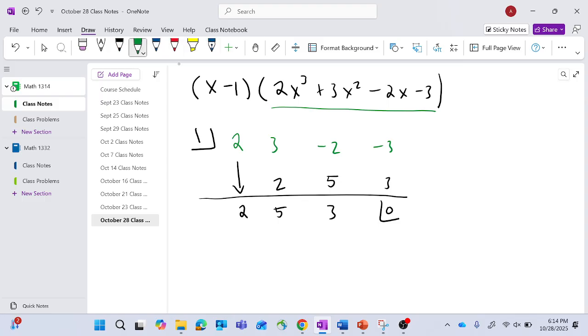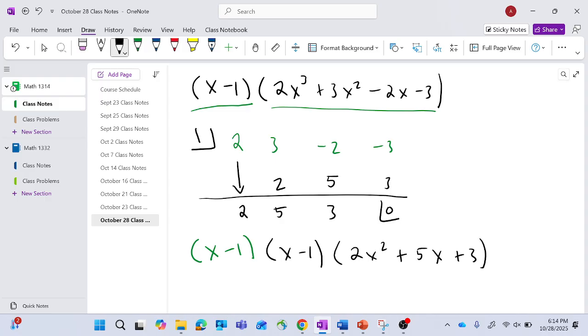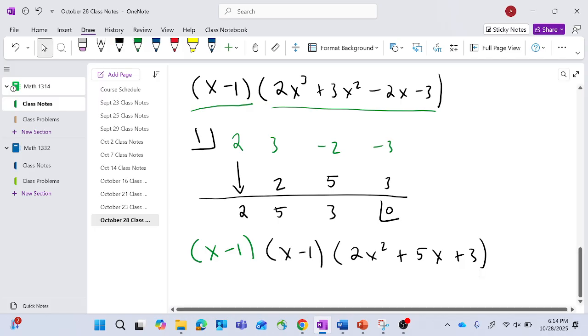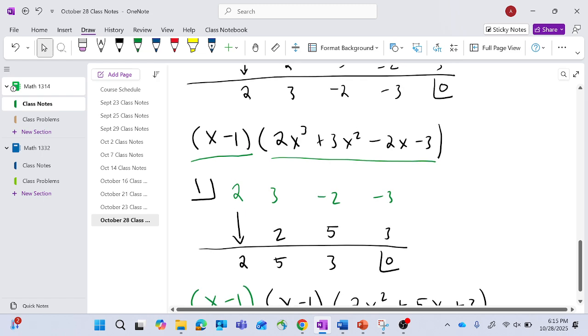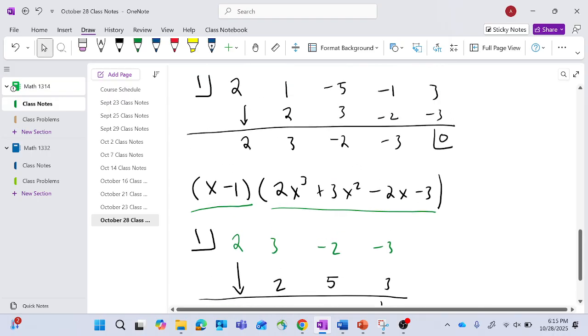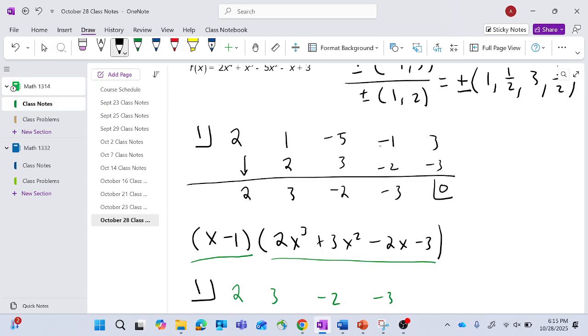So what that means is that you take the x minus 1 from before. That didn't go anywhere. I didn't mess with it. That stays here. And then you have the new x minus 1 that we just got, and we have our quotient of 2x squared plus 5x plus 3. Does that make sense? Do you get how we got the x minus 1 times 2x cubed part? Do you know where the 2x cubed comes from?